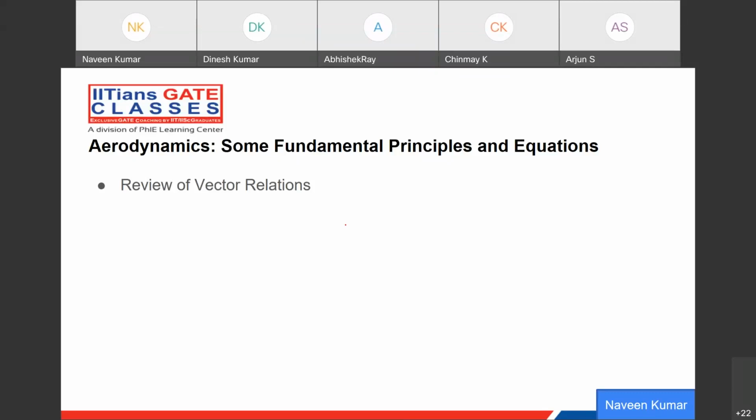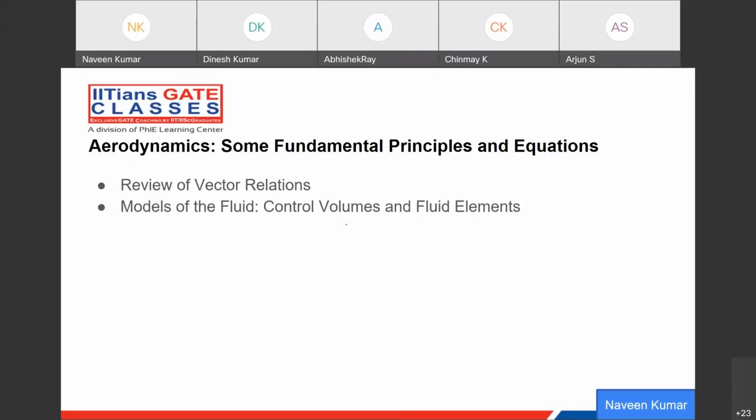Review of vector relations. You can see from here, we will start with vector relations. What is a scalar, what is a vector, and what are the different relations for vectors, because before building any fundamental we have to understand the mathematics part also. So, review of vector relations.